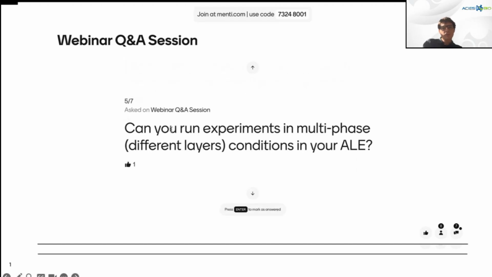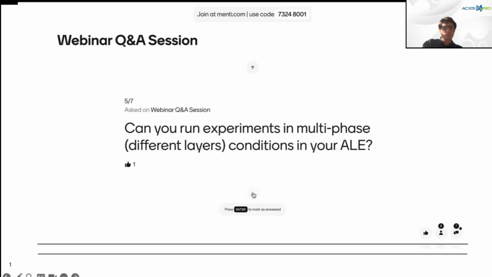Can you run experiments in multi-phase, different layers condition in your ALE? I'm not sure exactly what this means. Oil phase, yes, this was already done in our systems. It disturbs the OD readings a little bit, but it can be managed. Yeah, we had already some projects that were run on oily phase. So if you have an overlay, for example, then that was perfect.